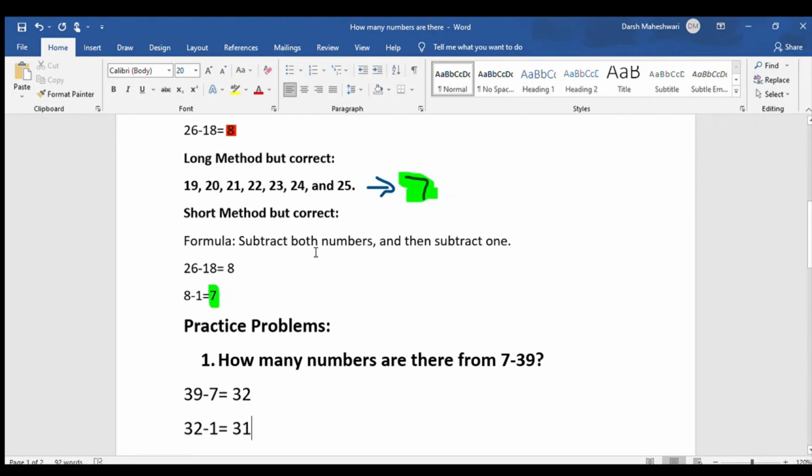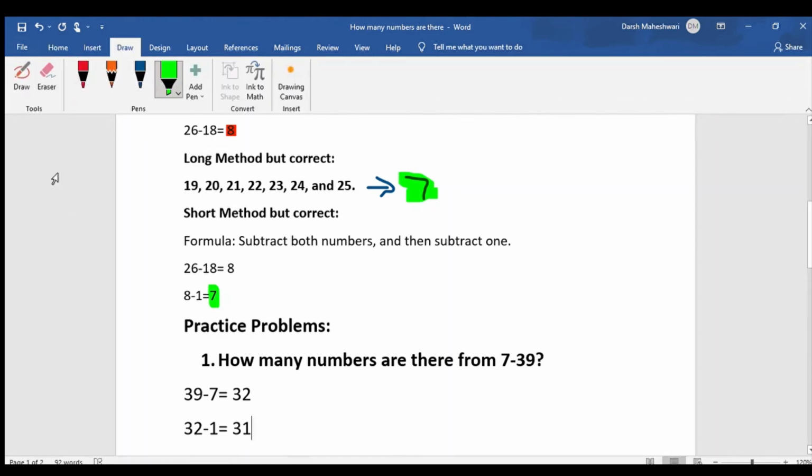The long method is a good verification, but for some of them you don't want to do that. But here it proves that the short method works because you get 7 and 7 in both, so it proves that the short method works. Okay, so our answer here would be 31.